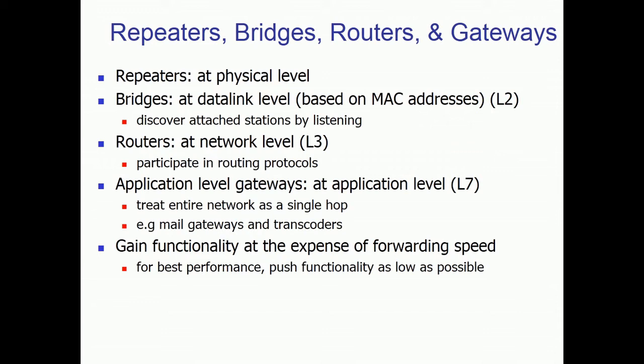Router at the network level, layer 3, and routers are used in routing protocols. Application level gateways at application level, and these gateways treat the entire network as a single hop. For example, mail gateways and transcoders. In this way, we gain functionality at the expense of forwarding speed. For the best performance, push functionality as low as possible.